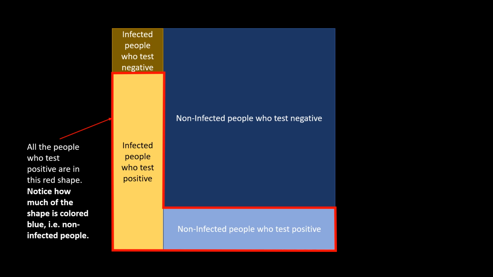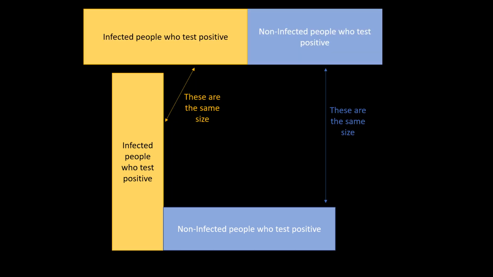And that's kind of interesting, because notice how much of that shape is colored blue, by which I mean it's composed of non-infected people. In fact, let's rearrange things a little bit. The yellow boxes are the same size. The blue boxes are the same size. Now, I don't know if you can tell, but it seems that there are just about as many infected people who test positive as non-infected people who test positive in this particular scenario. This is the basis of Bayesian statistics.